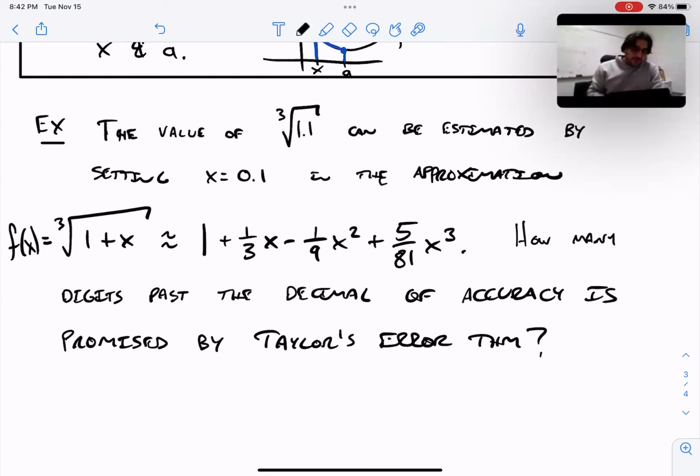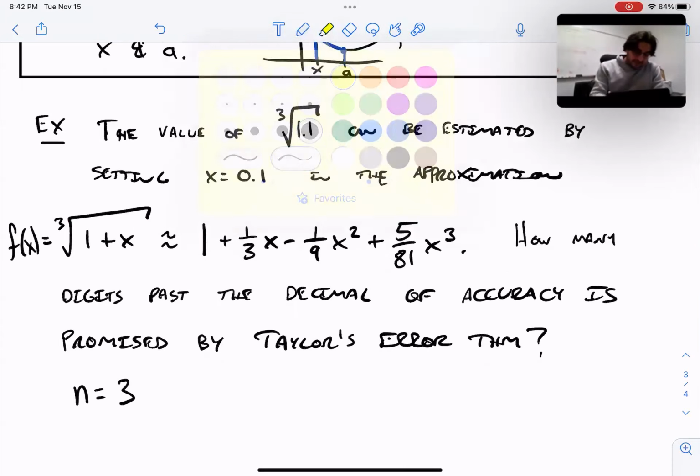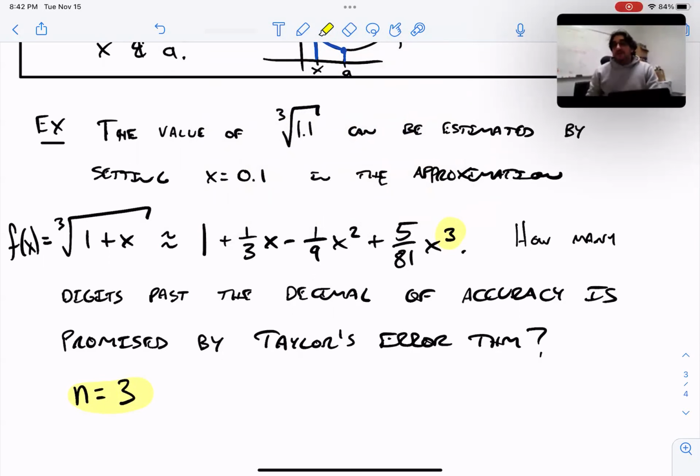So we need to get all of our information here. Probably the easiest one to pick out is n. N is 3. Why is n 3? Well, because n, remember, represents the degree of the approximation. So the fact that we're going up to x cubed means n is 3.